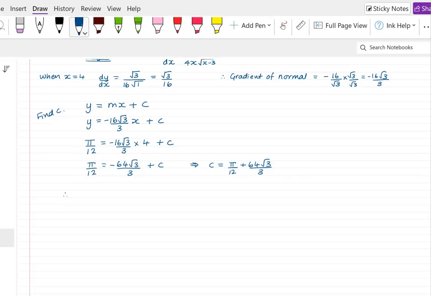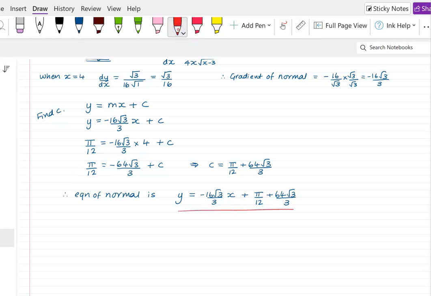Okay, so therefore, lastly, the equation of my normal is, so I've got y equals, my gradient is negative 16 root 3 over 3 x plus c, which is pi over 12 plus 64. Whoops, that's definitely not 4. 64 root 3 over 3. And that is the answer. If you wanted to combine the two fractions for c and make it into one fraction, you absolutely can do that if you really want to. If it kind of aligns more with your values, you can.